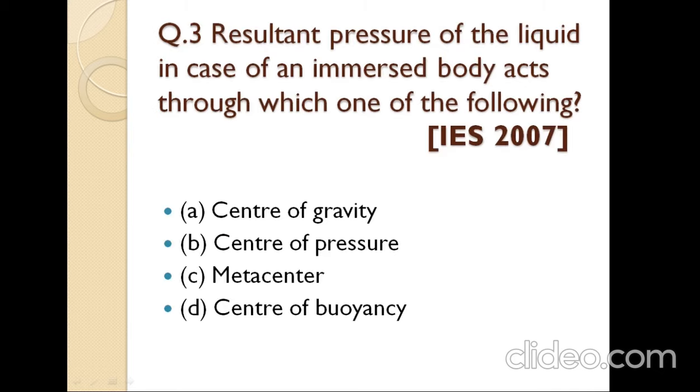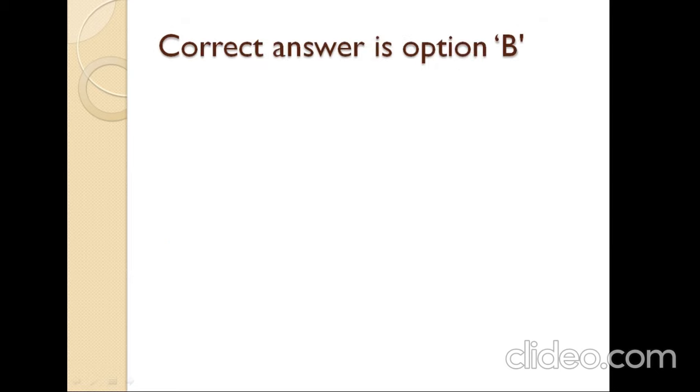Question number 3. The resultant pressure of the fluid in case of an immersed body acts through which one of the following? Option A, center of gravity. Option B, center of pressure. Option C, metacentre. Option D, center of buoyancy. So the correct answer is B, center of pressure.